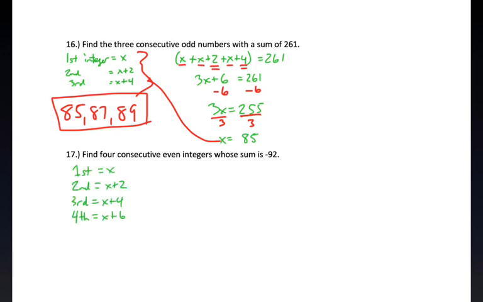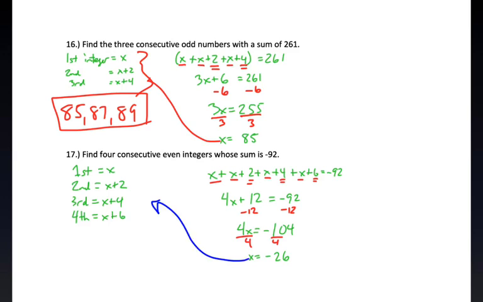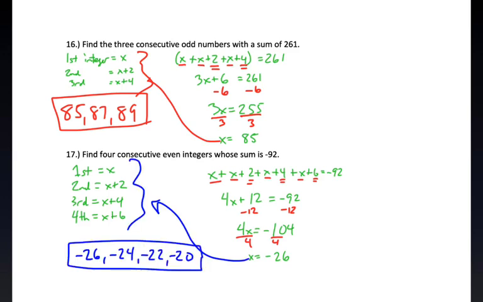The 4 consecutive even integers, the same setup here, except there's 4 of them. The last one's x plus 6 in this case. When you add them all together, the sum is equal to negative 92. Combine the like terms. 4x plus 12 equals negative 92. Subtract the 12 from both sides. 4x equals negative 104. We get that x is equal to negative 26. Now, when you plug this in, make sure that the first one's going to be negative 26. When you add 2 to negative 26, you don't get negative 28. You get negative 24. So those are the 4 consecutive even integers. The sum is negative 92.